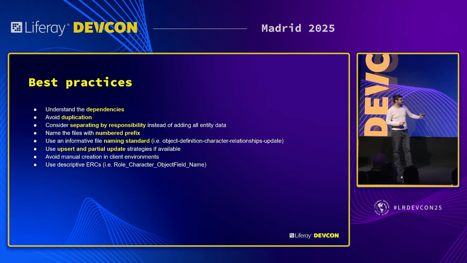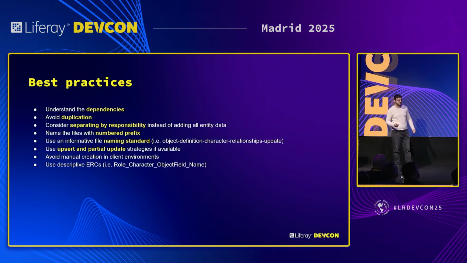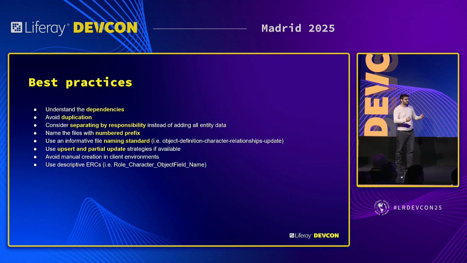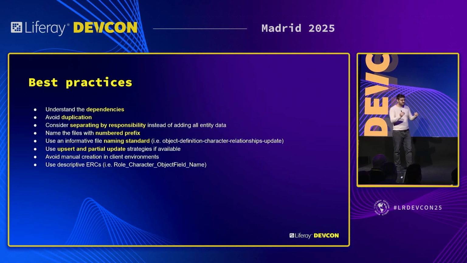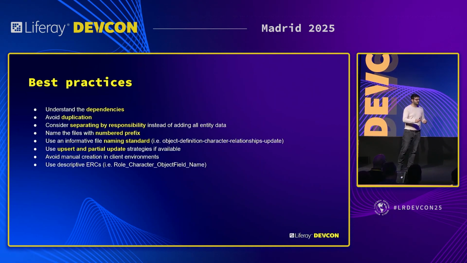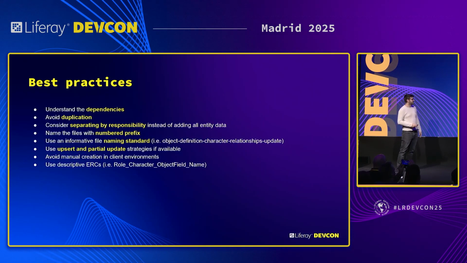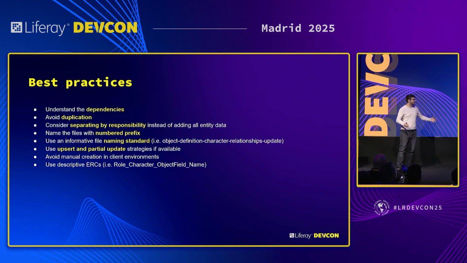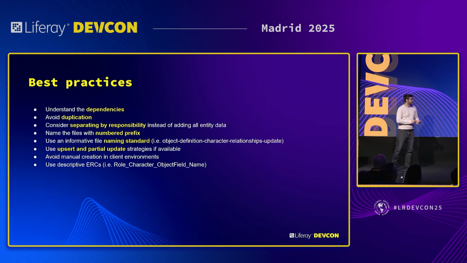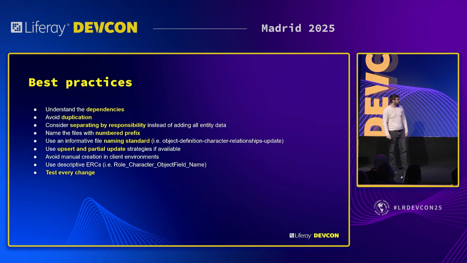And use descriptive external reference codes too, because when you have an error, just by the name, you can know what it is, and you don't have to search what that is, and it's a lot easier to identify. And also, there are a lot more cases for which external reference codes with a naming can be very helpful. And test every change. That's very important, please.